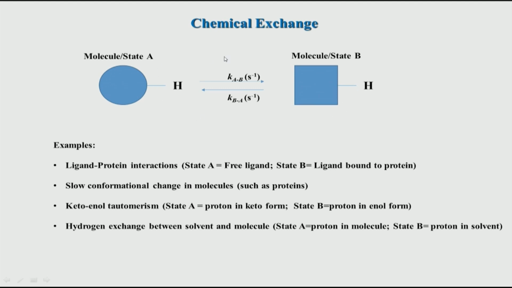This process, if it is fast or slow, can be characterized by NMR, and that gives you a lot of information about the environment of this hydrogen atom. Let us say suppose it is involved in hydrogen bonding with some other hydrogen in the molecule. If that is so, then this hydrogen will not like to move to the solvent. So, its exchange rate from here to here will be slow, because it is hydrogen bonded to some other hydrogen. So, it is not available for exchange.